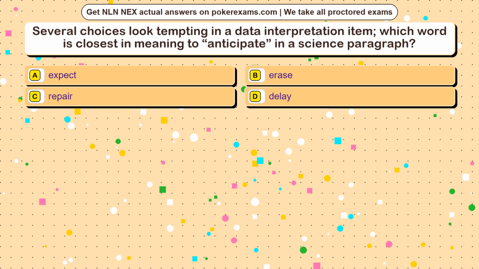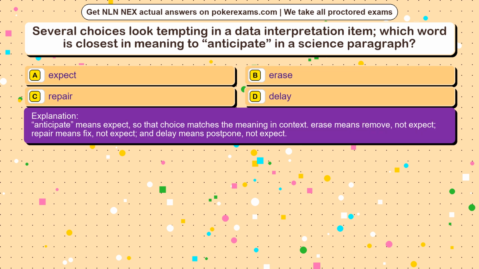The correct answer is option A. Anticipate means expect, so that choice matches the meaning in context. Erase means remove, not expect. Repair means fix, not expect, and delay means postpone, not expect.